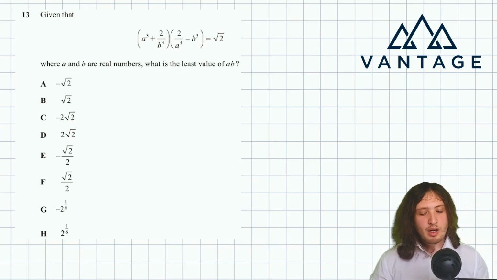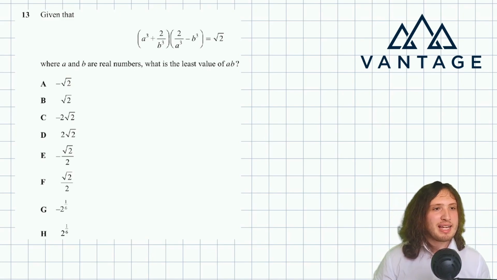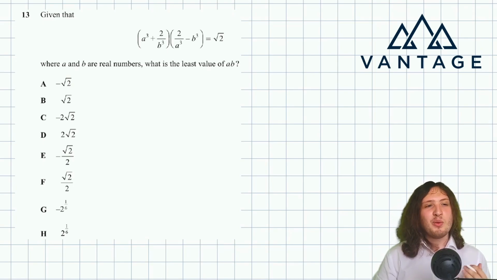In this question, we're told that (a cubed plus 2 by b cubed) times (2 by a cubed minus b cubed) equals root 2, and we need to find the smallest possible value of ab. So this looks pretty daunting. It's not really obvious what we ought to do, how we could possibly even begin to ask for the minimum value of ab. So if the first step isn't obvious, we should just do the only thing algebraically that we can. And that, to me, seems to be expand out these brackets. Maybe something good will happen if we expand the brackets.